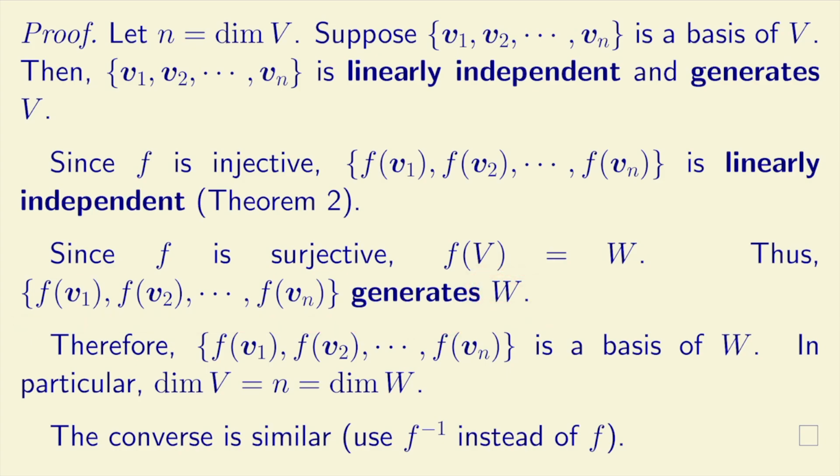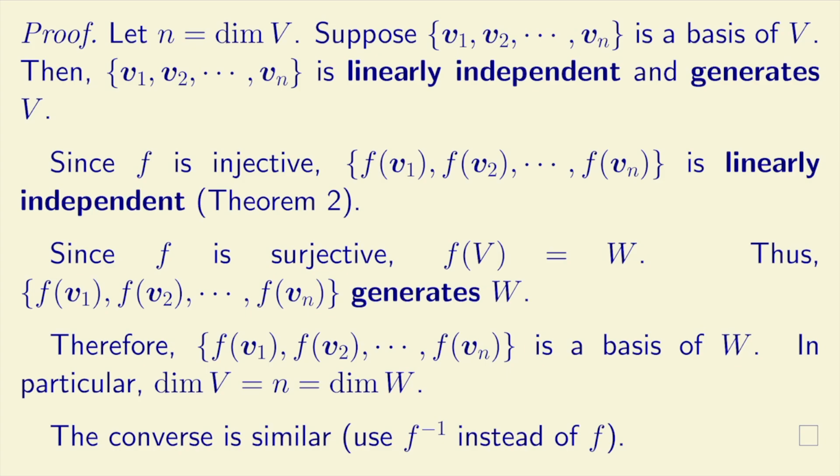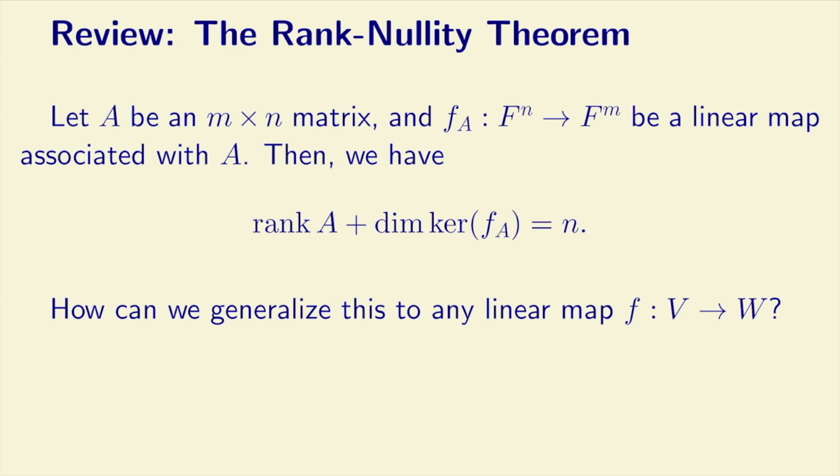Okay, so if it's both linearly independent and generates the space, it's a basis of W. Correct. And because it's a basis, the dimension of W must be n, which is the dimension of V. The proof of the converse is similar. You just use the inverse map, f to the minus 1. Now for a review of the Rank-Nullity Theorem. Oh, I remember this. It's about matrices, right?